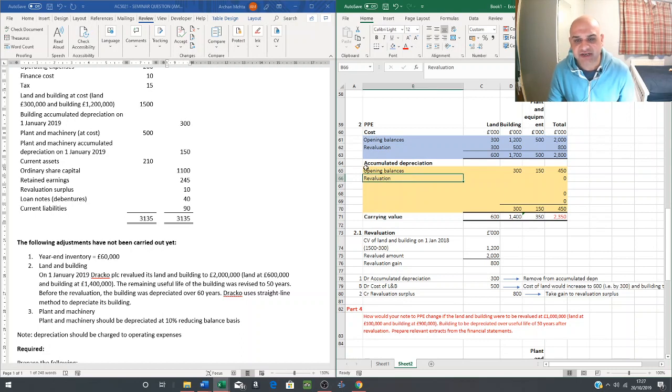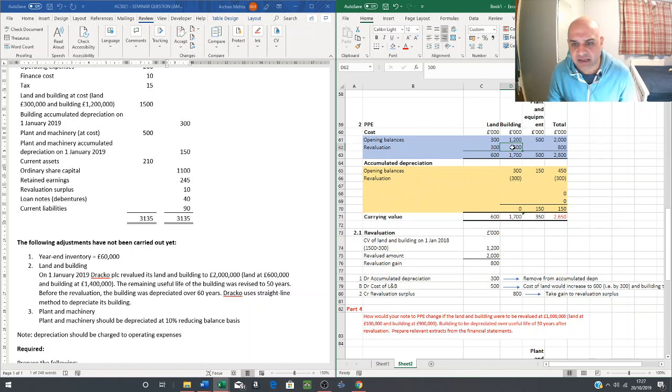Now, accumulated depreciation account, what did we say should happen to the existing accumulated depreciation on building? That should go. So that's the debit side. Okay, done, right? And so we have done the two debit sides. We have increased the cost of the asset.